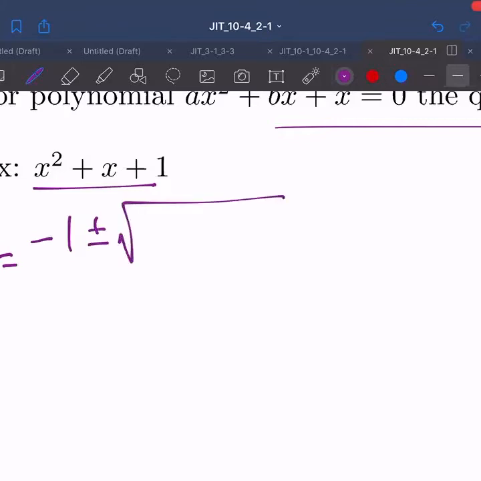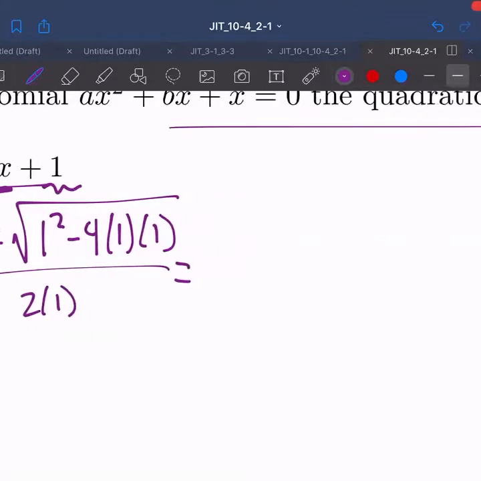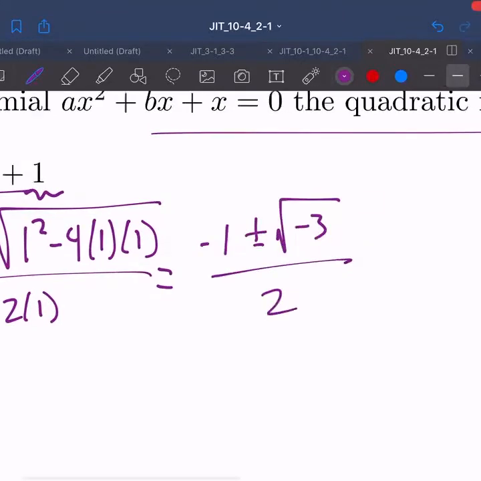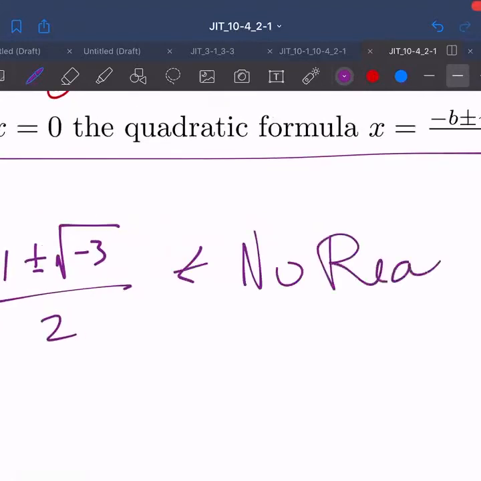So we have negative b, b is 1, plus or minus the square root of b squared, so 1 squared, minus 4 times a, a is 1, c is also 1, all over 2a, which is also 1 times 2. Okay, so we simplify and we get it down, and we've got a negative 3 under that radical. So what that means is that there are no real roots.